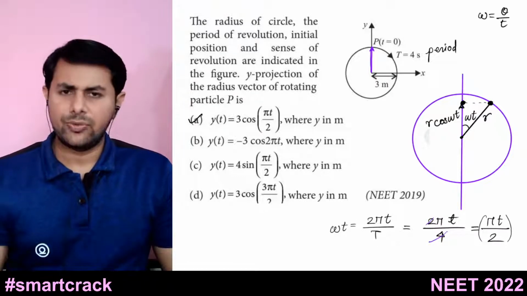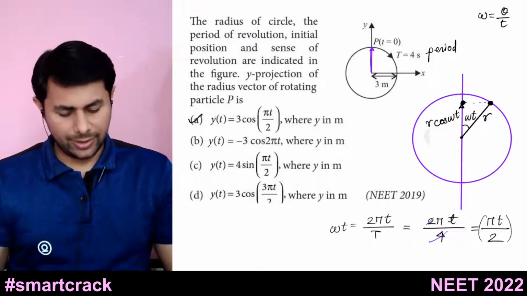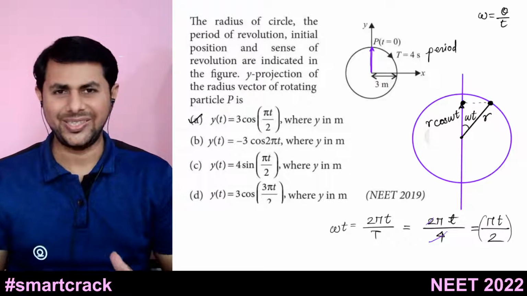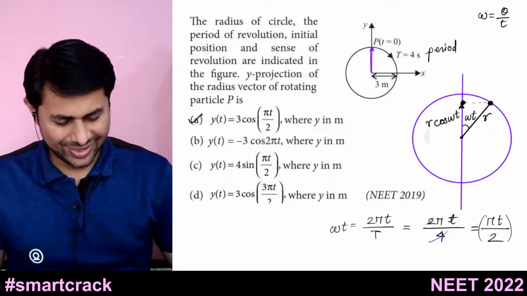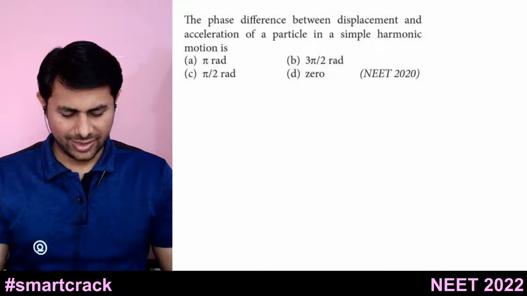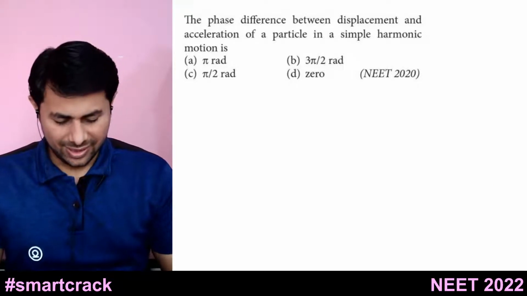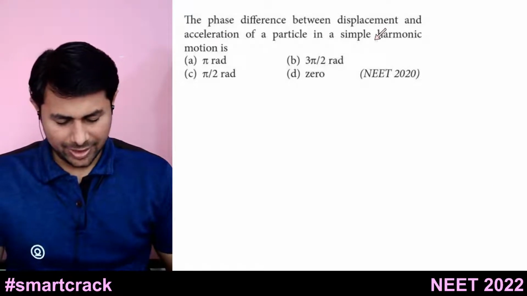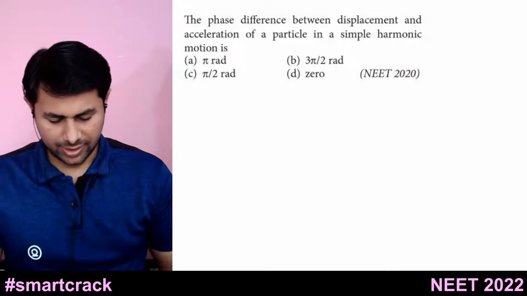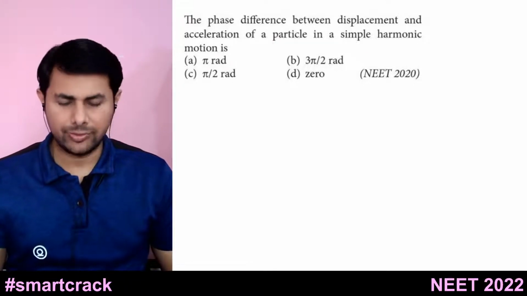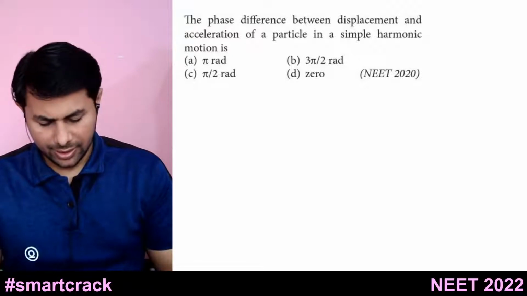So this was a simple problem, provided you know how to look at it. Let's move on to the next one. The phase difference between displacement and acceleration of a particle in SHM is. This we discussed in the beginning.